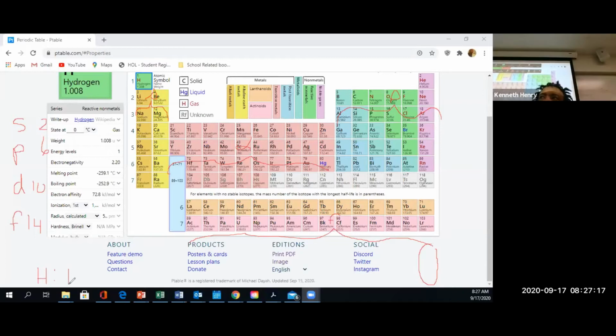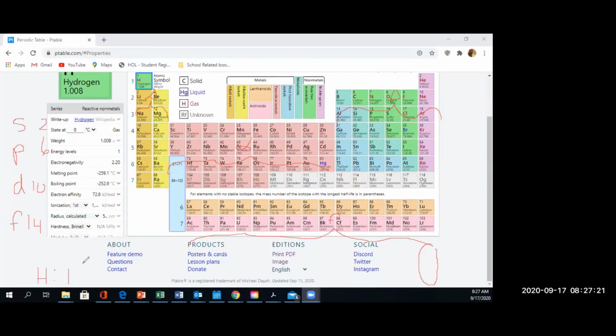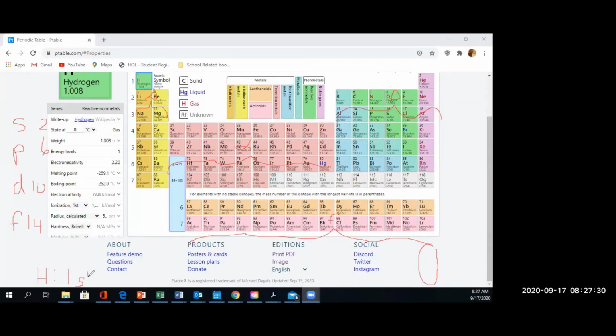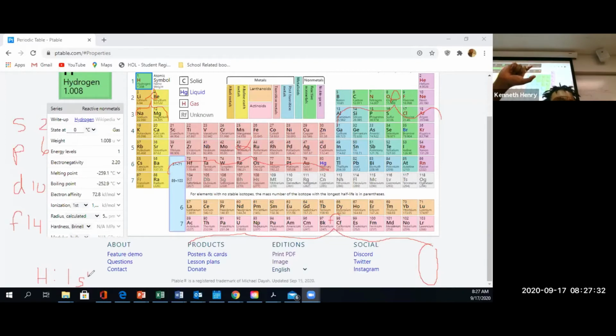So then we would write the sublevel. What sublevel is that? S. And we tell how many electrons are there. One. So that's where your exponent, or superscript, would go. The first number tells me the period that electron is at. Then we have the letter of the sublevel, and then how many electrons are there. You guys got that?